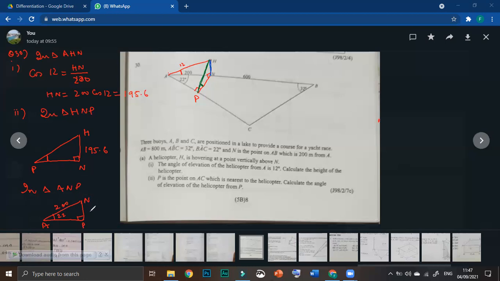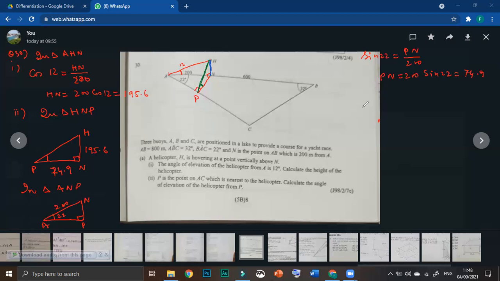Now we will use sine 22 equals PN over 200. PN is equal to 200 sine 22. What is the final answer? 74.9. So 74.9 is PN. We will write down PN at this place, that is 74.9.